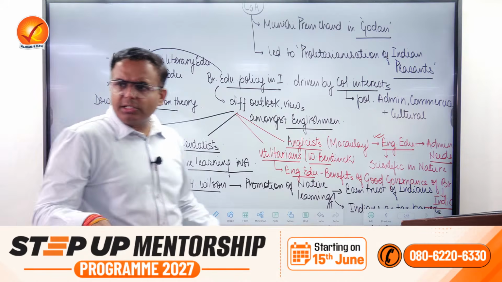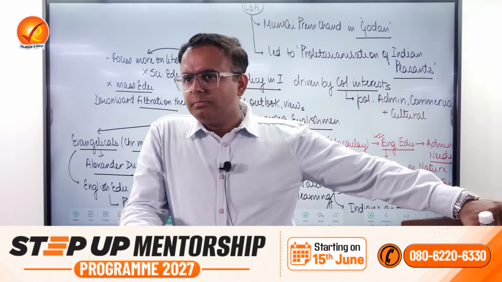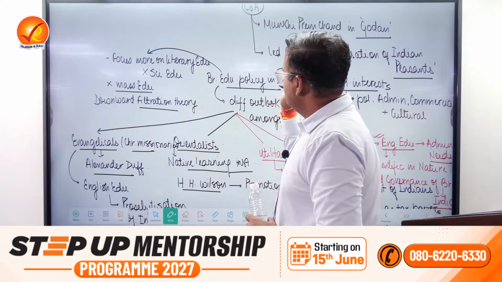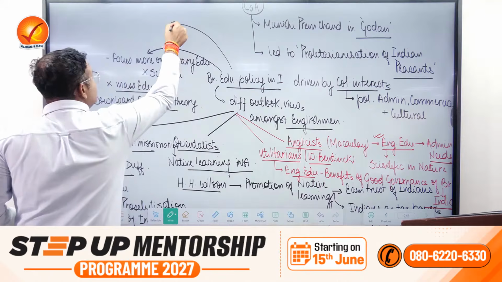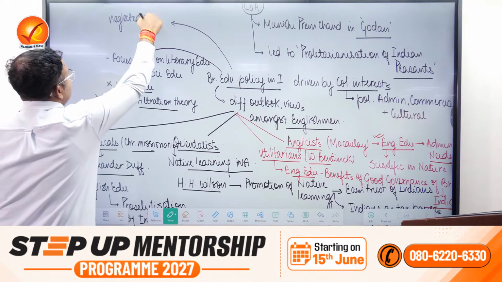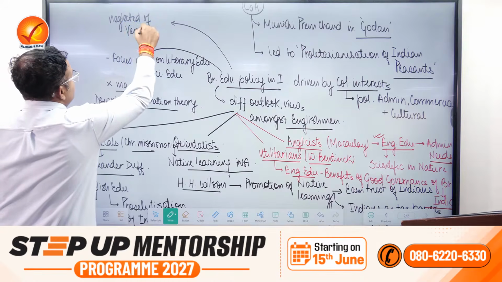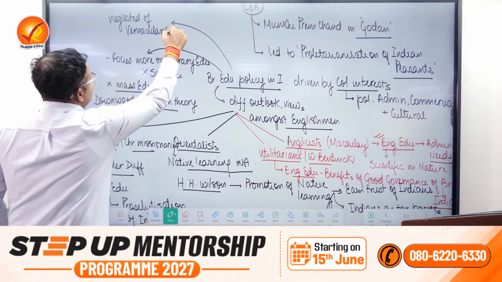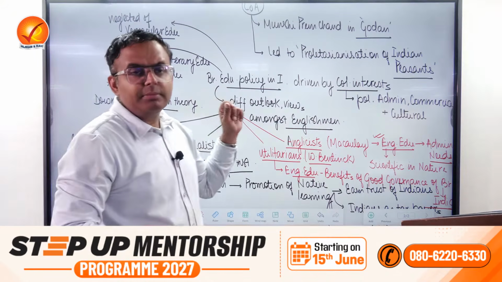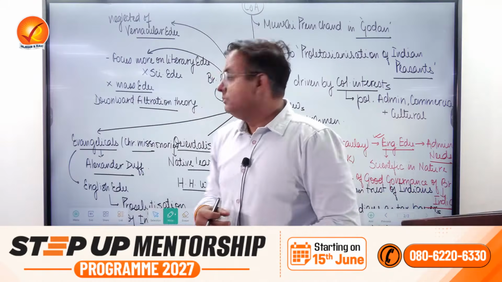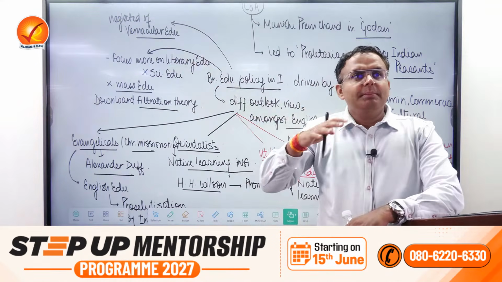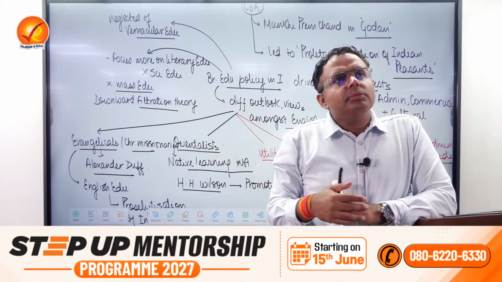What is downward filtration theory? Yes, a handful of people. बस समझ गए? Very good. ये है British education policy neglect of vernacular education. यही आप पढ़ते हैं. I've mentioned here Bentinck's resolution. I'll show the right side. पहले लिख लीजिए. I'll show. Bentinck's resolution I've mentioned in 1835.